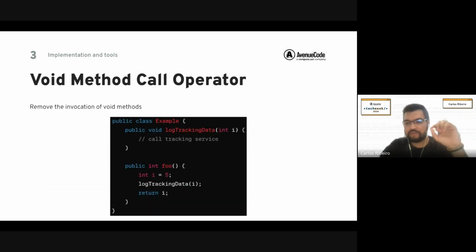But here we have a good example. For example, instead of doing something, you have a method, log tracking data, and you just stop calling this method. Are you testing, for example, checking if the logging continues to be tested, or are you just checking the results of the method?